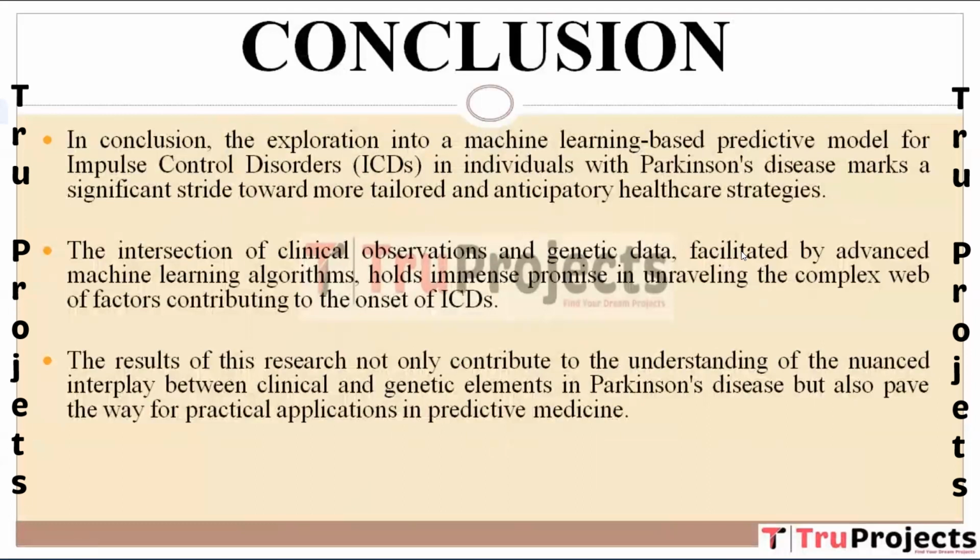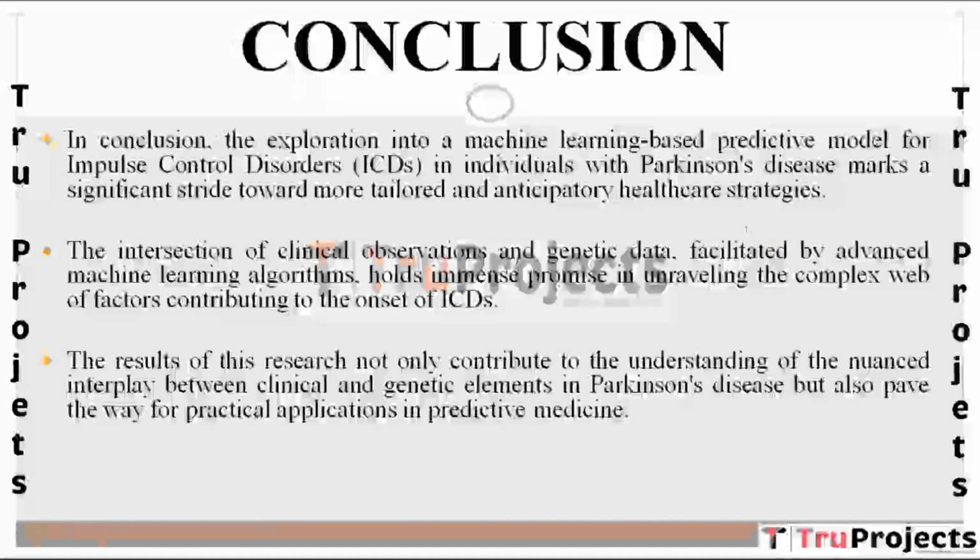In summary, the investigation into a predictive model based on machine learning for detecting impulse control disorders, that is ICDs, in Parkinson's disease patients represents a noteworthy advancement towards personalized and proactive healthcare approaches. The convergence of clinical insights and genetic information made possible by sophisticated machine learning algorithms offers great potential in deciphering the intricate factors influencing the occurrence of ICDs. The findings of this study not only enhance our comprehension of the intricate relationship between clinical and genetic aspects in Parkinson's disease, but also set the stage for tangible advancements in predictive medical practices. So here we have completed our project.